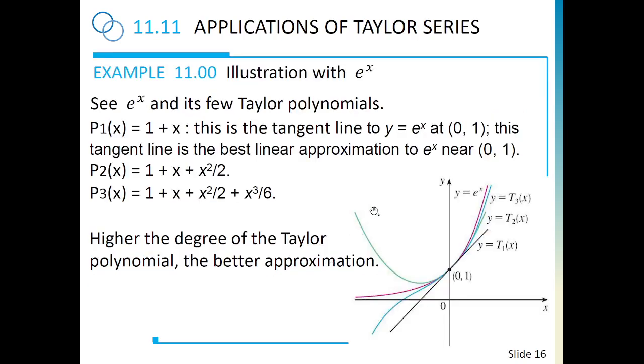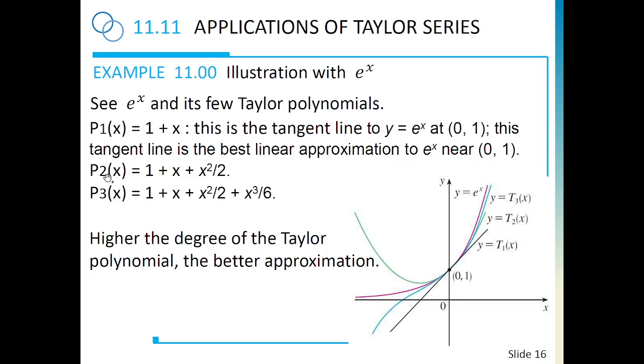Here's an illustration just to see a little bit what happens exactly here. If we take the function exponential x and a couple of Taylor polynomials that we produced, just to see how it looks graphically. We expand the exponential x around 0, so we are centered at 0, so it's a Maclaurin series. The polynomial of degree 1 is 1 plus x, which is the tangent line to the function exponential x at the point (0, 1).